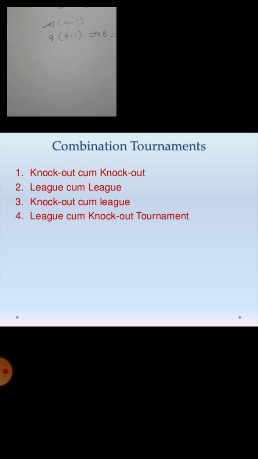Now I will explain the next topic, that is combination tournaments. A combination tournament, as the name suggests, is a combination of basically the knockout and league types of tournaments. The first type of combination is knockout cum knockout, then league cum league, then knockout cum league, then league cum knockout tournament. So I'll just tell you about how these knockout cum knockout tournaments are held.